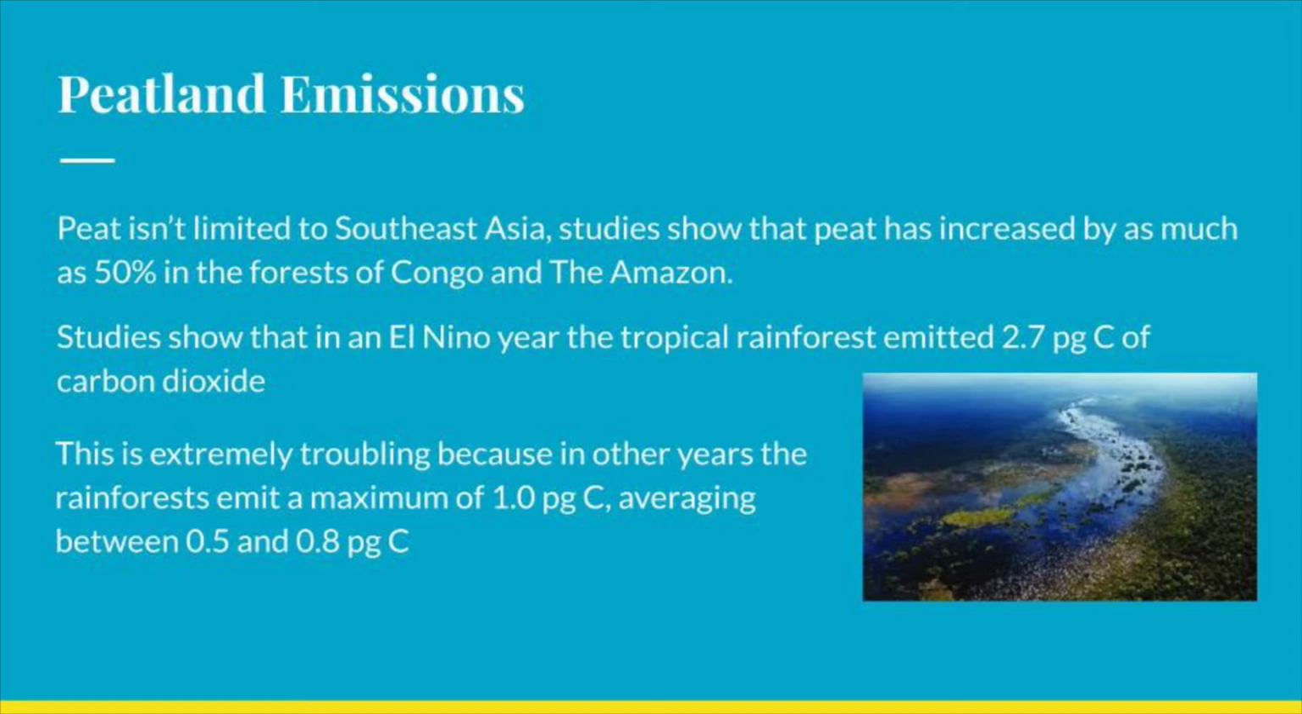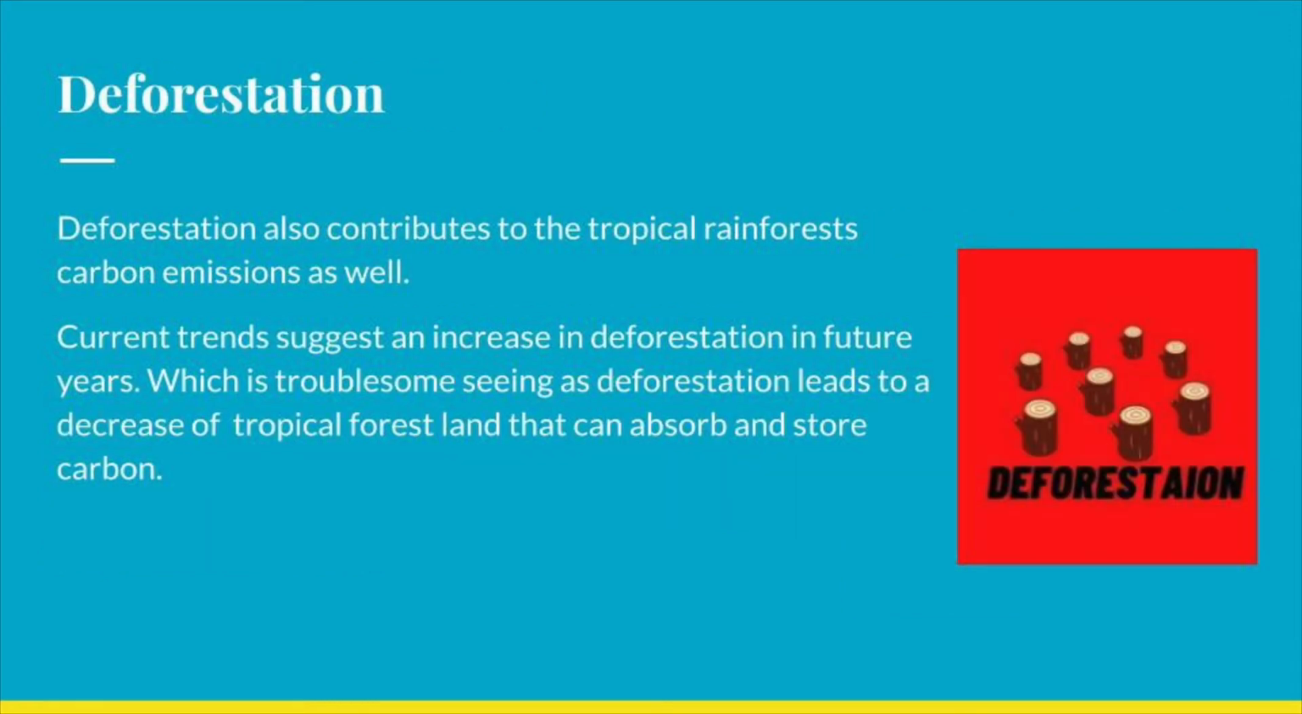Studies also show that in an El Nino year, the tropical rainforests emit 2.7 PgC of carbon dioxide. This is extremely troubling because in other years, rainforests emit a maximum of 1 PgC, averaging somewhere between 0.5 and 0.8 PgC. This means that in El Nino years, the rainforests are emitting almost 3 times as much carbon dioxide as they are in other years. As I mentioned, the tropical rainforests are one of the 3 major carbon sinks in our ecosystem. This means that they're very important to the balancing of carbon dioxide in our atmosphere.